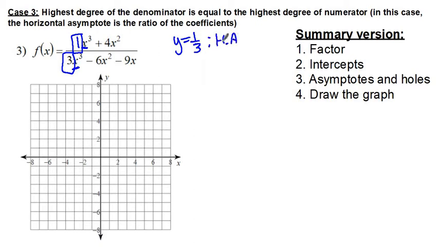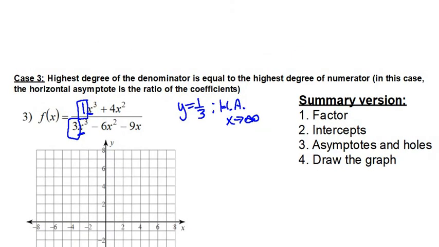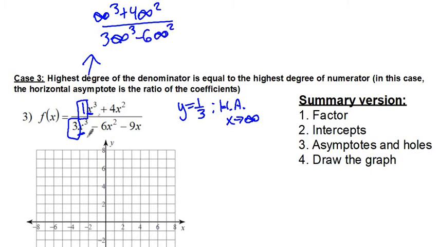Why is that true? Why is it 1 over 3? Remember we said before that horizontal asymptotes occur as x goes to infinity. So if you were to take this right here and plug in infinities wherever we saw an x, here's what would happen. We'd have infinity cubed plus 4 infinity squared over 3 infinity cubed minus 6 infinity squared. Again, I'm taking this equation, plugging in infinities. Why? Because that's where x is going when you're talking about horizontal asymptotes.